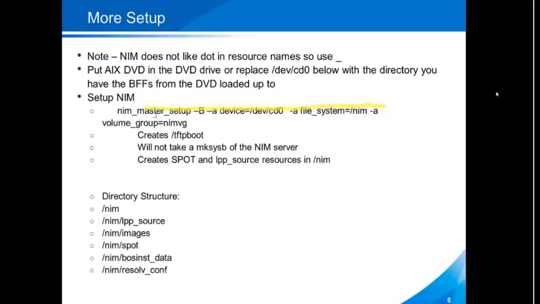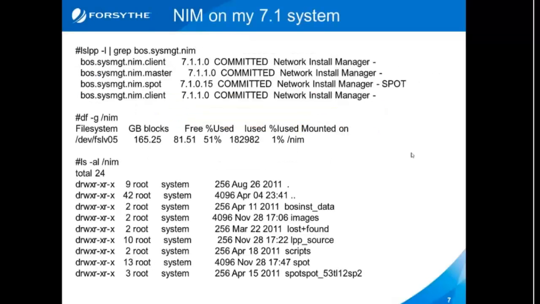The directory structure that it will set up will include /NIM, and then under that /NIM: lpp_source, images, spot, bosinst data, and resolv.conf. Once you've got to that point, you're going to run some lslpps just to check that everything's there. So here you see the lslpp, and we're just grepping on bos/management NIM. So you can see my client, master, and spot are all there. I did a df -g on /NIM, and you see 165 gig.